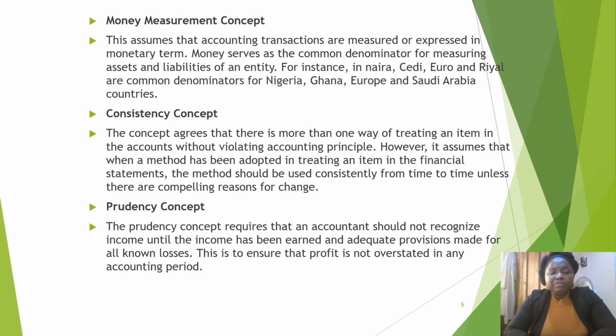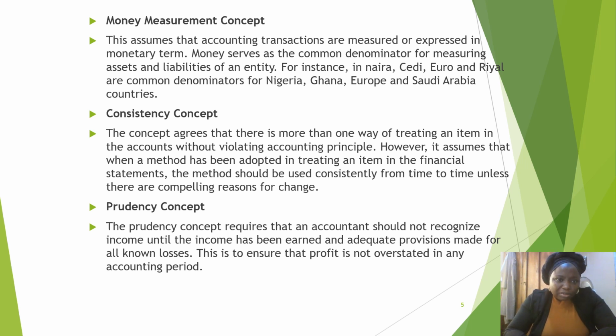We equally have money measurement concept. So this assumption believes that accounting transactions are expressed in monetary terms. That is, every accounting transaction, we should be able to quantify it by attaching monetary value to it. So money serves as common denominator for measuring assets as well as liability of an entity.